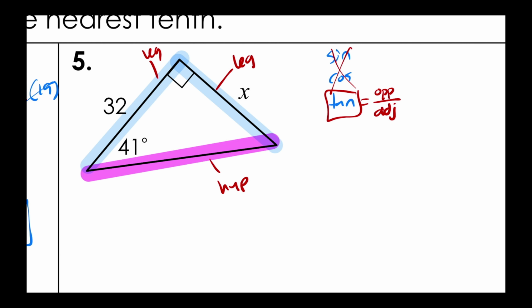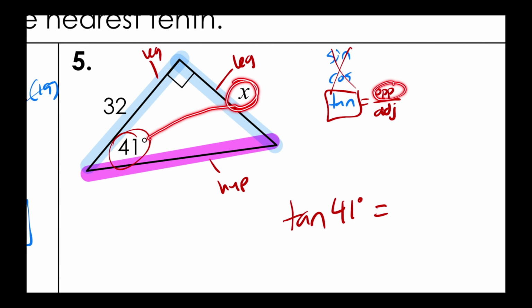So now let's set this up. The tangent of the angle, what angle are we talking about? We're talking about this angle. The tangent of 41 degrees equals opposite. So what's the opposite side over here? X. So it's x over adjacent. Which one's the adjacent side? It's this one right here. So that's 32.